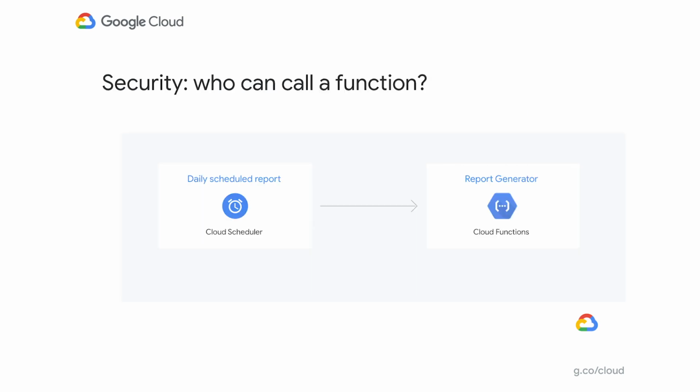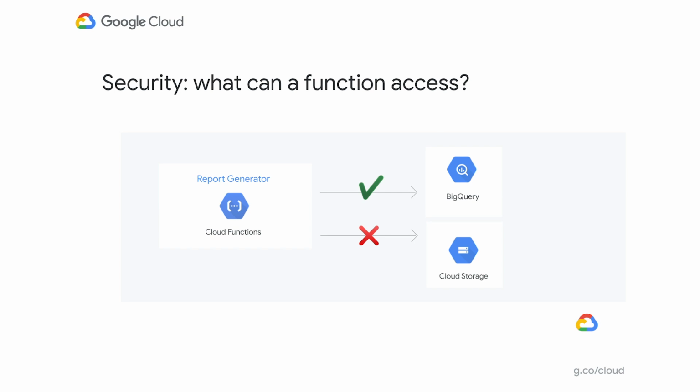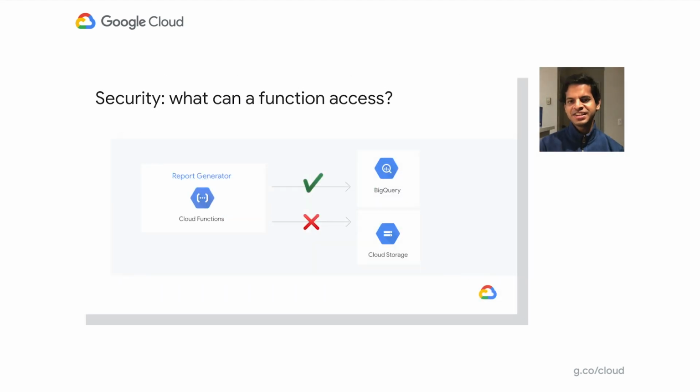For example, here's a user who's trying to invoke a cloud function using Cloud Scheduler. And that user is authorized and the user can invoke the function. And then there's a malicious user who's trying to invoke the same function and is prevented from doing so. Likewise, here's a cloud function that has permissions to access BigQuery, but it does not have permissions to access Cloud Storage. By providing these fine-grained controls on security, we really help users control who can access the function and which resources the function can access, and then take the security level a step further.